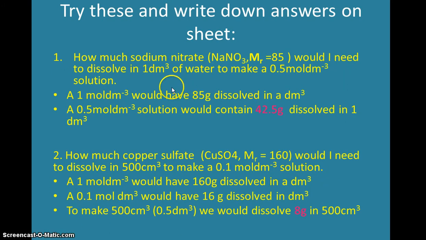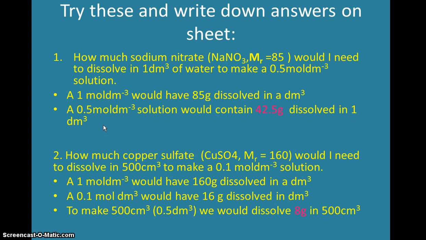Okay, so first one, we know the Mr of sodium nitrate is 85, so we know that a 1 mole per decimetre cubed solution would have 85 grams dissolved in a decimetre cubed of water. Now we want a 0.5, so we want half that, so we'd dissolve 42.5 grams in a decimetre cubed. So that would also be a 42.5 grams per decimetre cubed solution, fairly obviously.